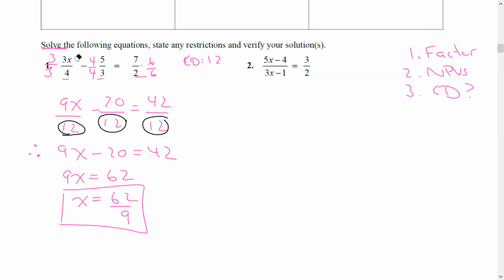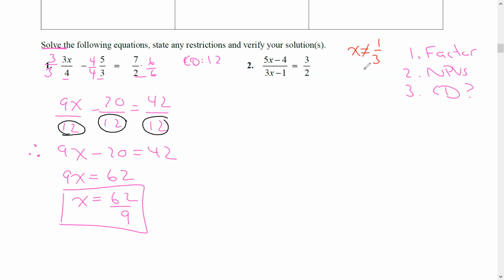Let's take a look at number 2. I go through my steps again. Step 1, factor. Nothing. Step 2, NPV. Sure. x can't equal 1/3. Okay, what's my common denominator?